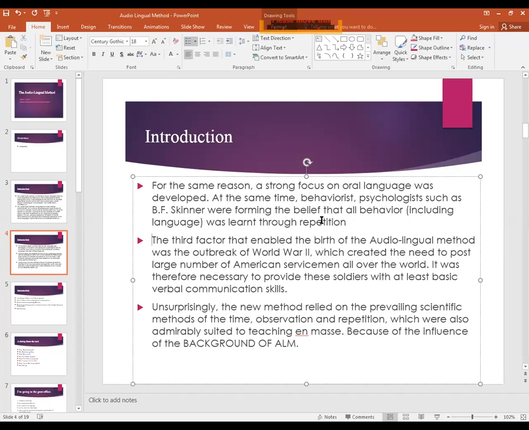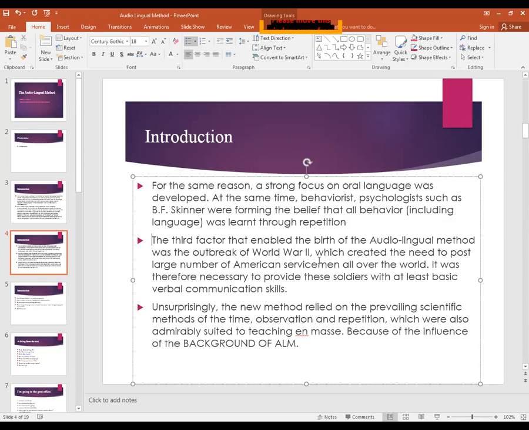The third factor that enabled the birth of the audiolingual method was the outbreak of World War II. This is somewhat the main factor. At that time, in World War II, the armies were unable to communicate with each other because of their different languages. So in order to make them communicate with each other, this method was introduced, because only the required dialogues were taught and drilled. They were learned through drilling by those army people, and through those dialogues they communicated with each other.